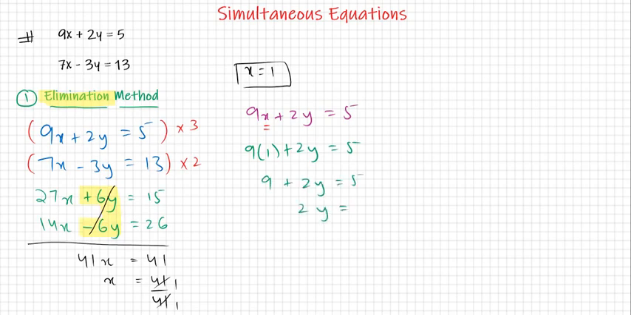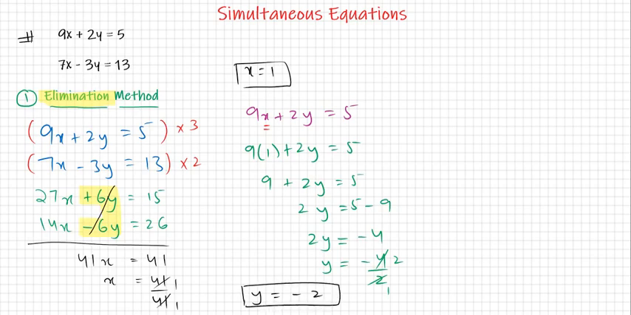So 2y equals 5 minus 9. 9 was positive on this side; on the opposite side it will become minus. Now 5 minus 9 is minus 4. So 2y equals minus 4. Now this 2 is being multiplied with y, so on the opposite side it will be divided. So two ones are 2 and two twos are 4. So from here we can say that y equals minus 2. So the two values that we get of x and y are x equals 1 and y equals minus 2.